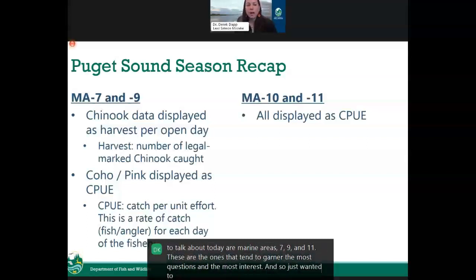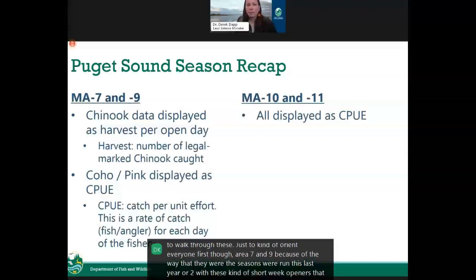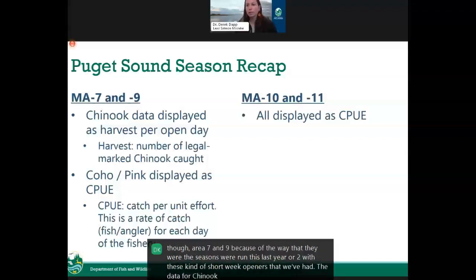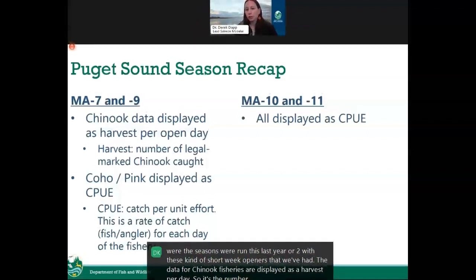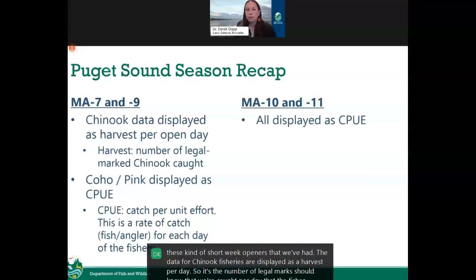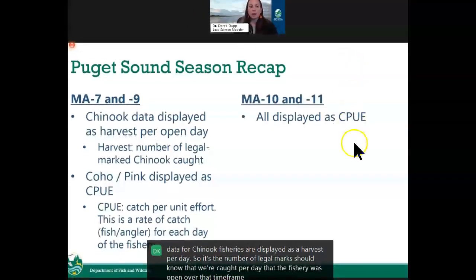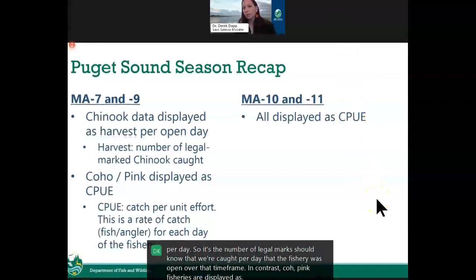Just to orient everyone first, though, Areas 7 and 9, because of the way the seasons were run this last year or two with these short week openers that we've had, the data for Chinook fisheries are displayed as a harvest per day. So it's the number of legal marked Chinook that were caught per day that the fishery was open over that time frame. In contrast, coho and pink fisheries are displayed as CPUE, or catch per unit effort.